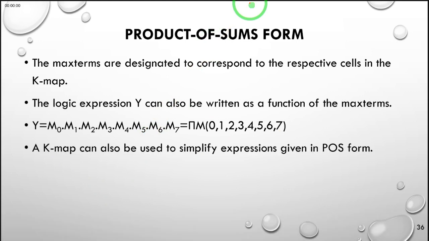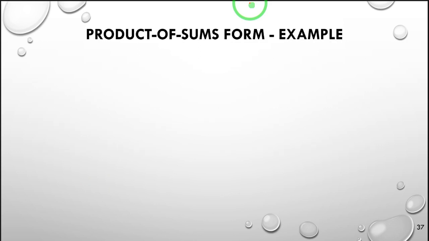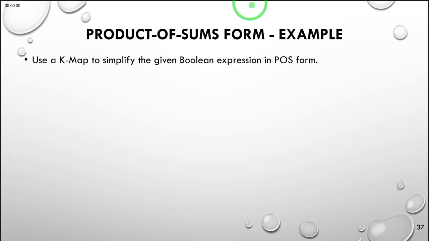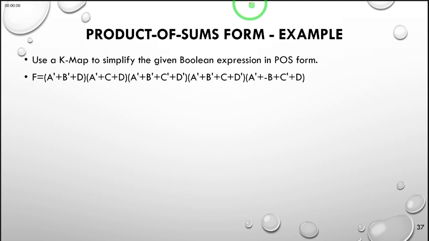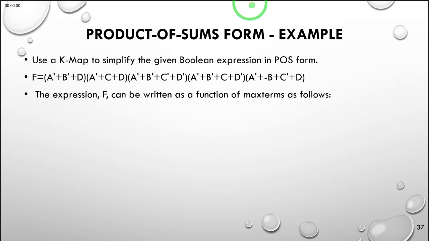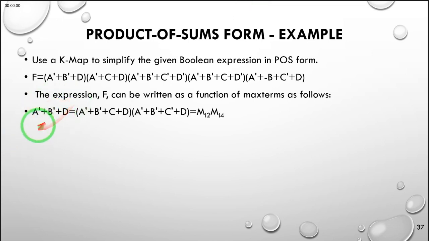A K-map can also be used to simplify such an expression in POS form, and that is when we identify what we said earlier, that zeros are used to represent a variable that is a max term. So for example, we are told to use a K-map to simplify the following Boolean expression. How do we do that? We say that the expression f can be written as a function of max terms as follows. There are two methods, like we have done earlier, whereby you can expand such a function, because here we are missing a C. So assume you introduce a C, how would it fit out?